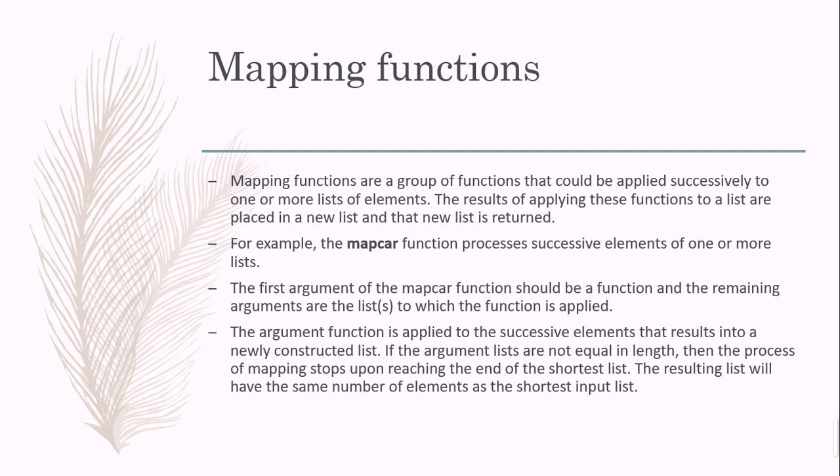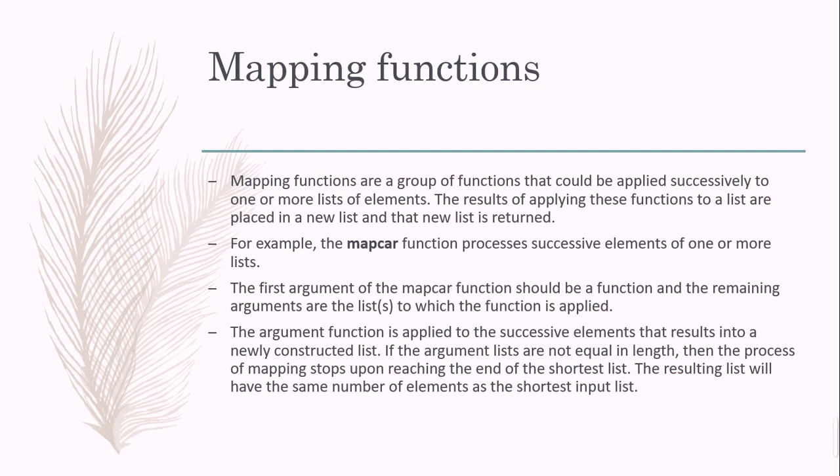Mapping functions are a group of functions that can be applied successively to one or more lists of elements. The results of applying these functions are placed in a new list, and that new list is returned. For example, the mapcar function processes successive elements of one or more lists. The first argument of the mapcar function is a function and the remaining arguments are the lists to which the function is applied.